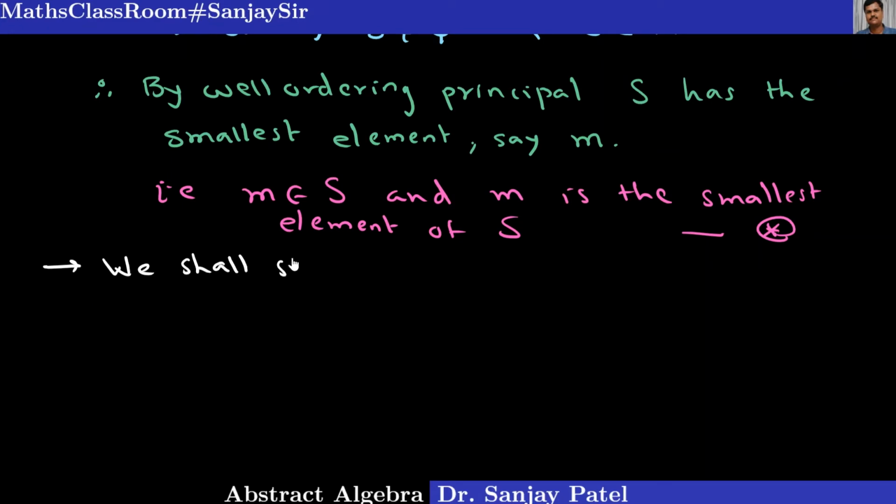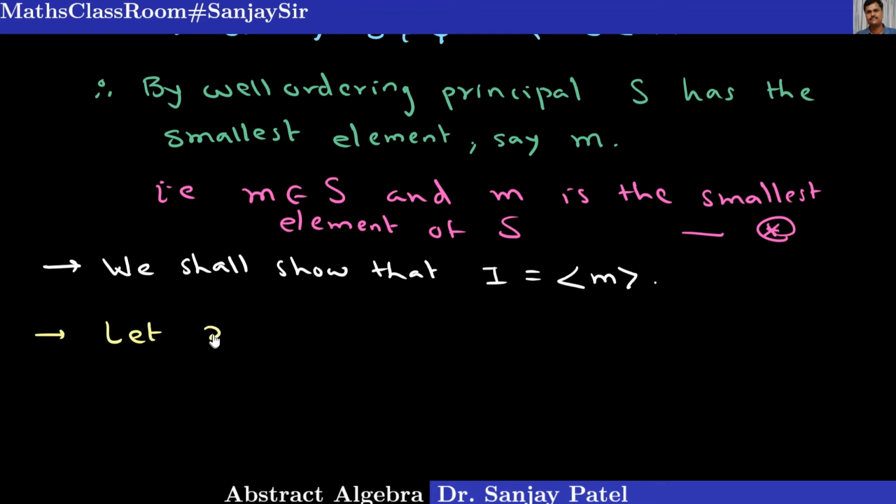We shall show that the ideal I is equal to the ideal generated by small m. So let us start with one element from the left hand side or right hand side and show that it is in the other side. We want to show that these two sets are equal. Okay.